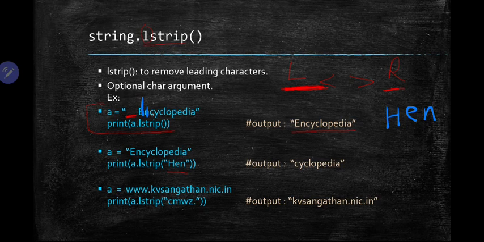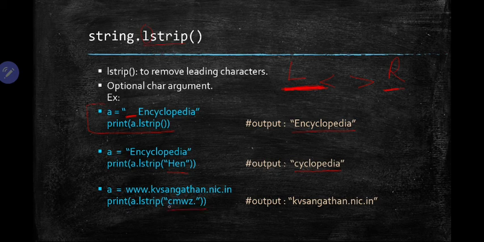And after that, next character is C. Since it is not present anywhere inside this substring, as soon as we encounter any character which is not present inside the substring, then it will be printed as it is. So only E and N will be removed from encyclopedia and the remaining string will be printed as it is. We will learn about this in the next example more.